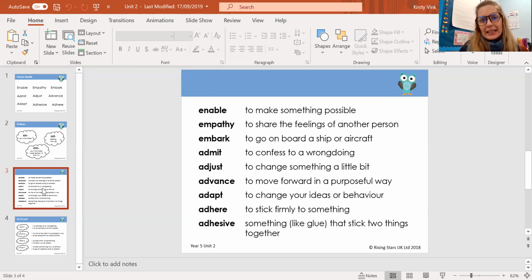Try and remember their meanings, okay, as best as you possibly can. And then you're going to go and match the definition to the word in your team's activity today, all right? So if you enable something, it means to make something possible, okay? If you enable something, it means you can do it. Empathy is to share the feelings of another person, okay?